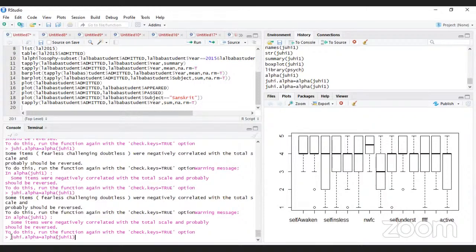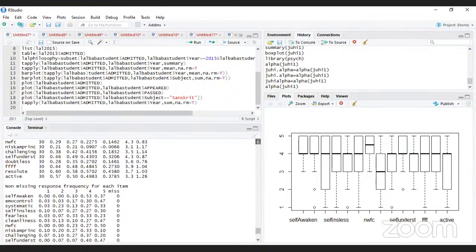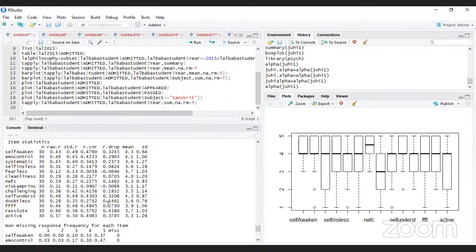Okay, it does not work. Okay, forget about it. So I have noted the alpha. So this is the value. How many values are above 0.45? How many values are there?